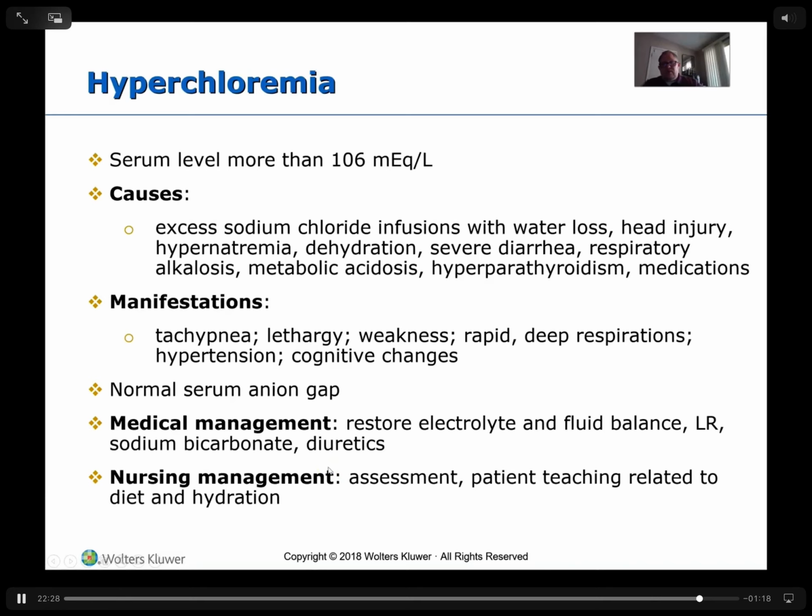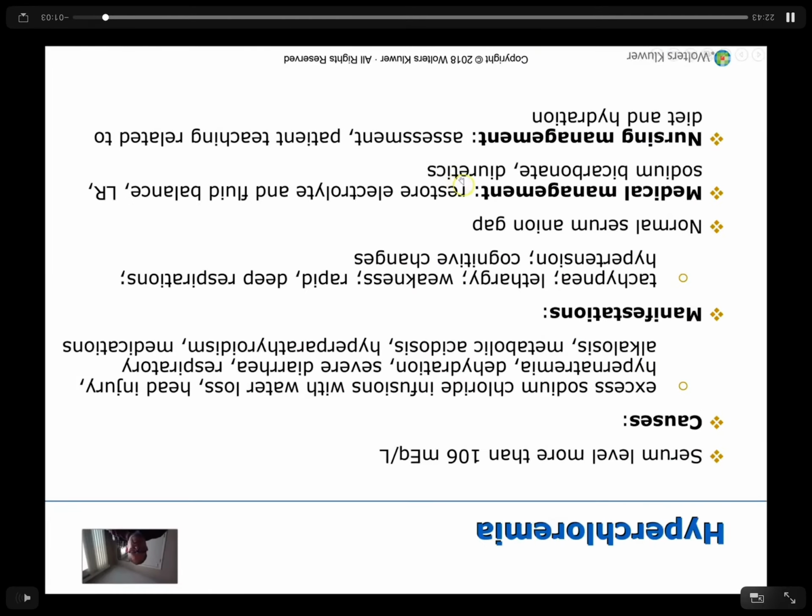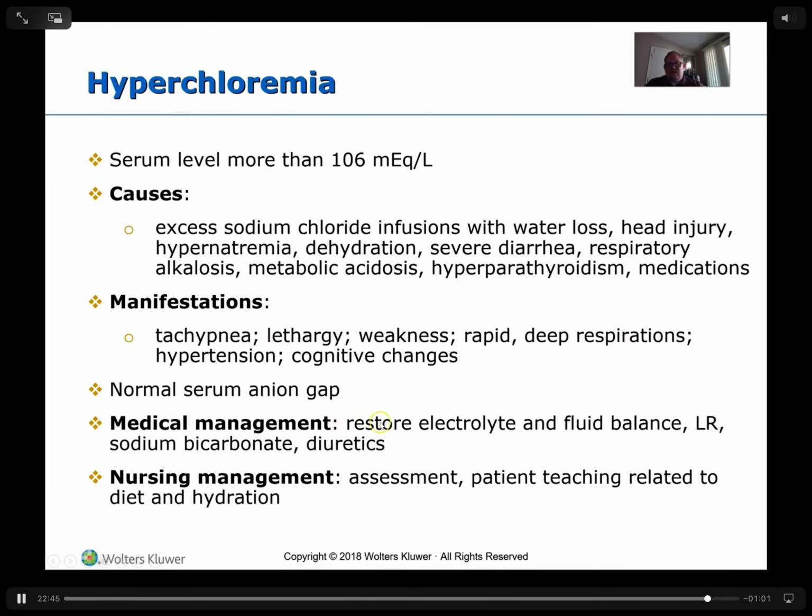And then hyperchloremia, we've got serum level more than 106. Those are going to be excess sodium chloride infusions with water loss, head injuries, hypernatremia. Some manifestations are going to be tachypnea, lethargy, weakness, rapid deep respirations, hypertension. You're going to see a normal serum anion gap, which we'll talk about. And then your management's going to restore electrolyte and fluid balance, LR, sodium bicarbonate, and diuretics.